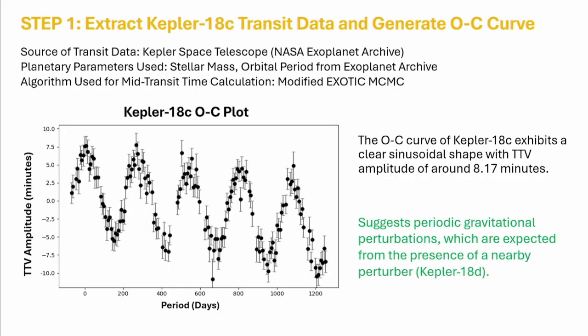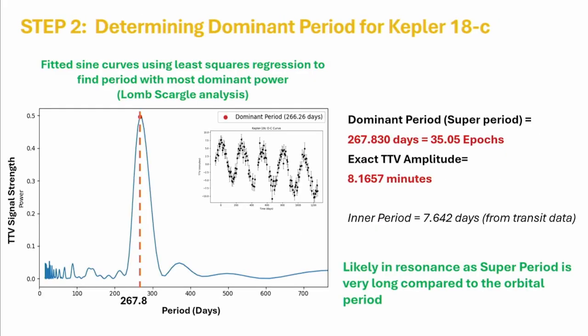So the first step was extracting the transit data, as I mentioned before, so querying the Kepler database and extracting all of the transit curves and finding the mid-transit times. I was able to calculate the amplitude and found it to be about 8.17 minutes. Then I used the Lomb-Scargle method, so I was able to fit a sinusoidal curve, and I found the superperiod was about 267 days, which is about 35 epochs. Epochs simply being the number of orbits of the planet. So since the epochs was so big, it was likely that it was in some sort of resonance with the other planet.